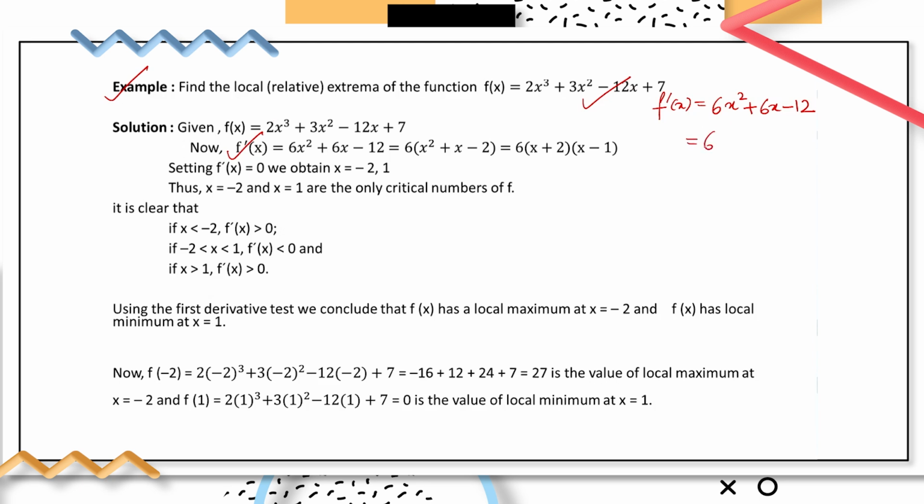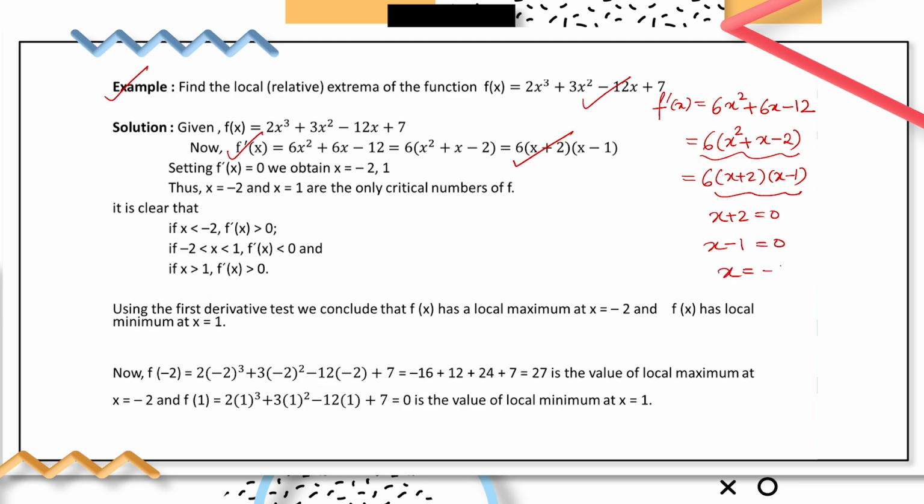Taking 6 as a common factor, you will get the expression x square plus x minus 2. Now, factorizing the quadratic expression, you will get 6 into (x plus 2) into (x minus 1). So, there are 2 critical numbers, 2 critical points for this function, one is obtained by putting x plus 2 equal to 0, and the other is obtained by putting x minus 1 equal to 0.